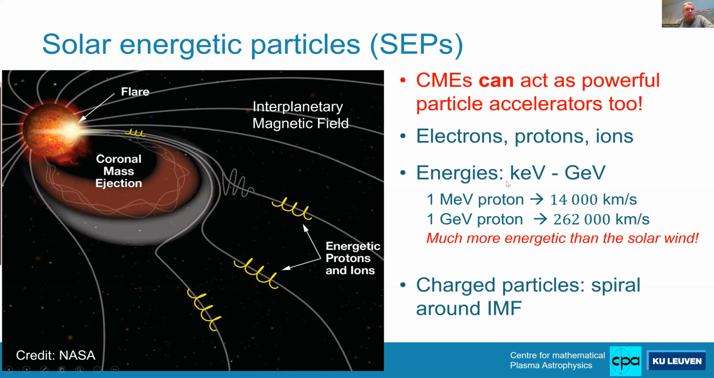They are charged particles, yeah, so they feel the magnetic fields and they make this spiraling structure around the interplanetary magnetic field. Of course, there's some cross-field diffusion, but generally speaking, they follow the magnetic field lines.